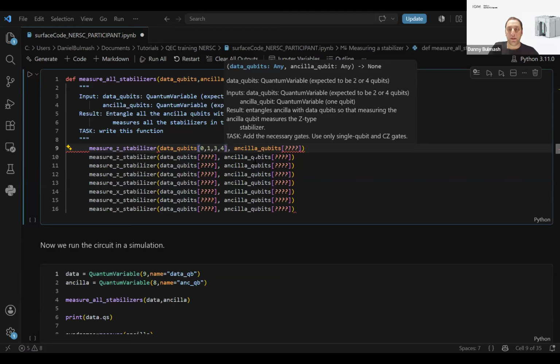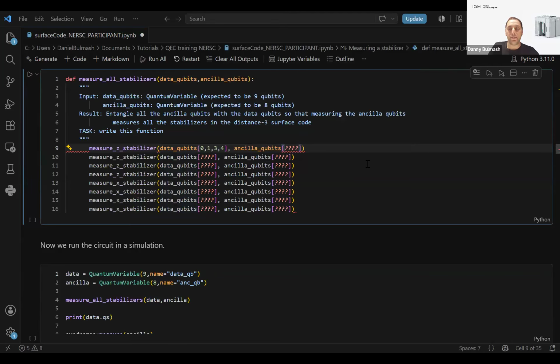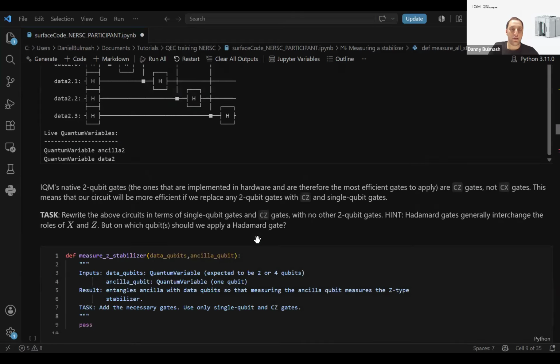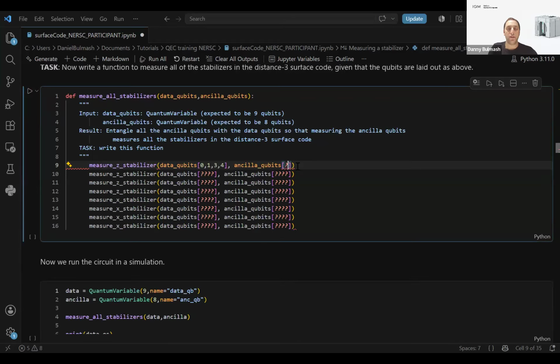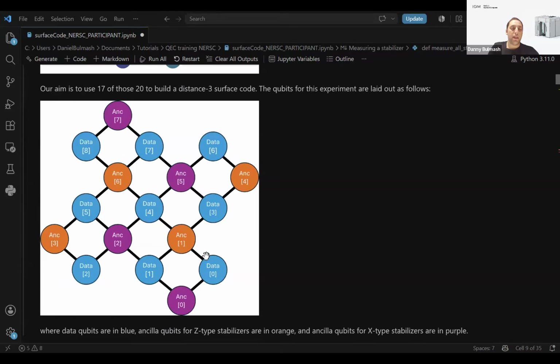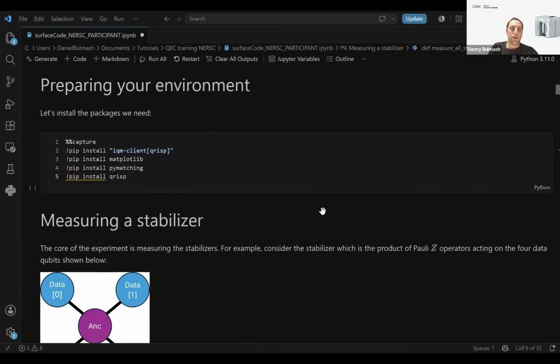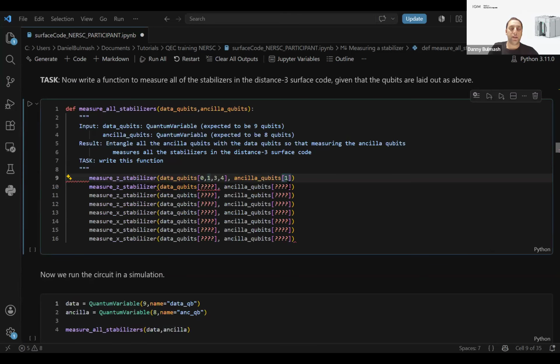And which ancilla qubit measures this particular stabilizer? If we go look at the layout, the ancilla qubit in question is ancilla 1. So we're going to use ancilla 1 to measure one of these Z stabilizers. So this is actually going to indicate what's going on. If we look at this plot here, there's a Z stabilizer for ancilla 1, ancilla 3, 4, and 6. So those are the ancilla qubits that are going to appear in this part here, in the measure Z stabilizer calls.